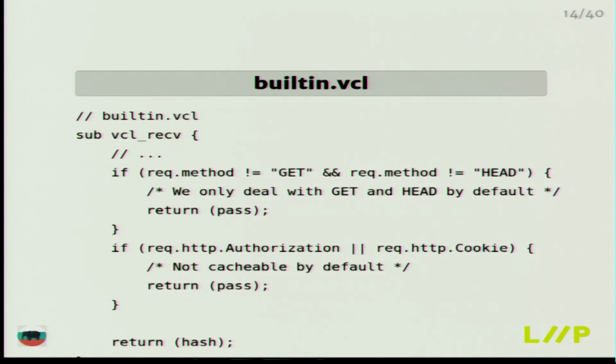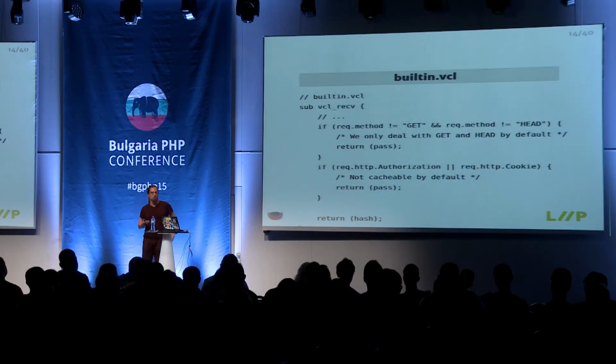On the Varnish side, if you want to make this happen, like make it cache content even though there was a cookie, what you will do is you look at the built-in VCL file, which defines the default behavior of Varnish. And that's quite cool. You can read that. It's in the configuration language of Varnish. And it tells you exactly what Varnish will do by default.